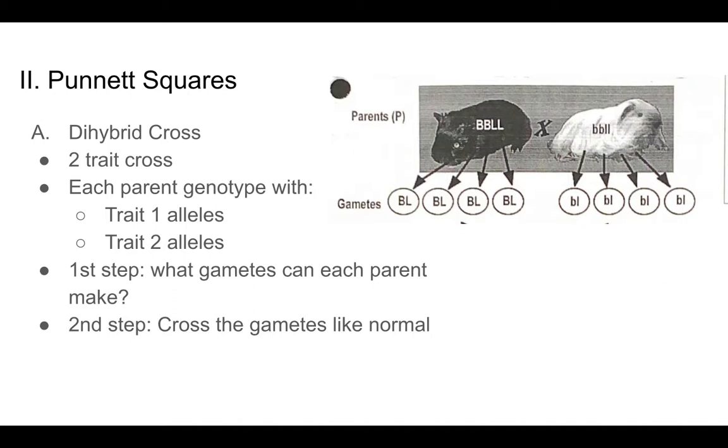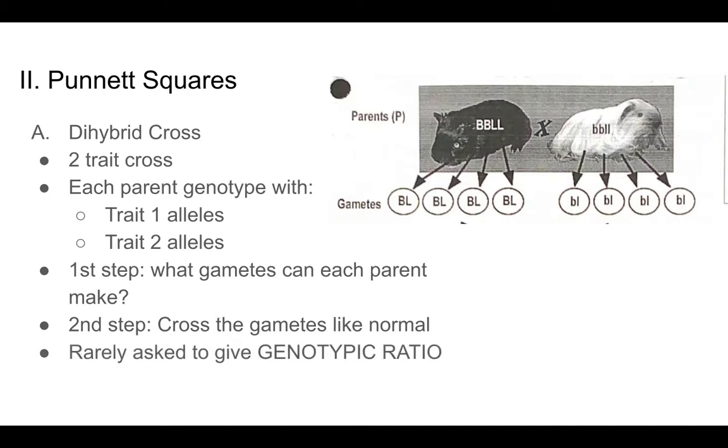Then step two is going to be put your gametes on your axes and cross them. Right? So we did this before. We put gametes on the axes and we crossed them together to see what kind of offspring could be created. We're going to do the same thing. We're going to put gametes on the axes and cross them to see what kind of offspring could be created.